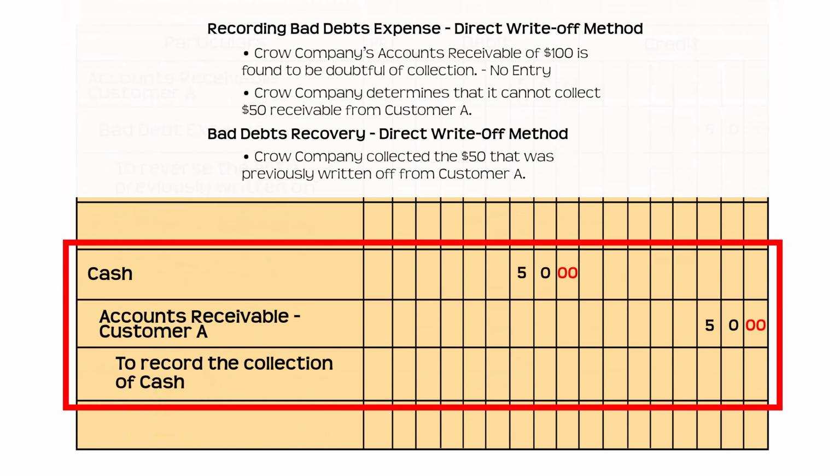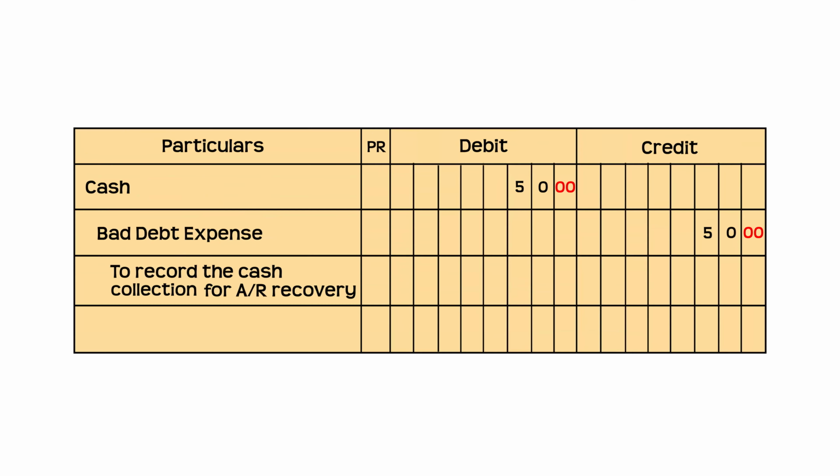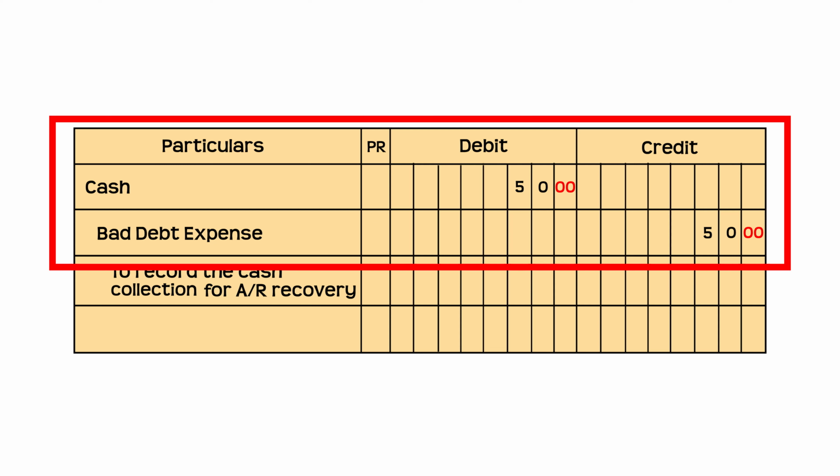The second entry will be a normal recording of the collection with a debit to cash and a credit to accounts receivable. Aside from those two entries, you can just use a single entry to record the amount recovered and received. You can just use the entry debit cash of 2,500 pesos and credit bad debts expense.